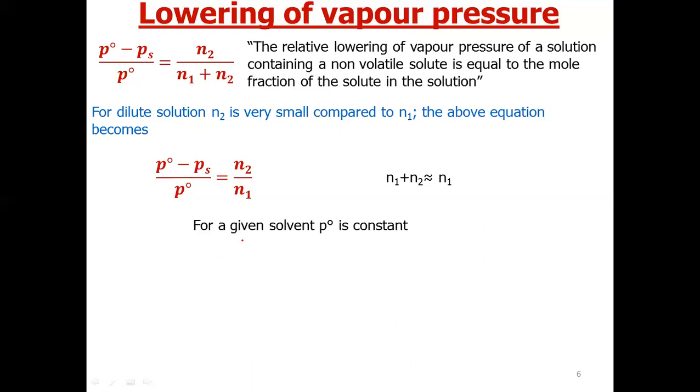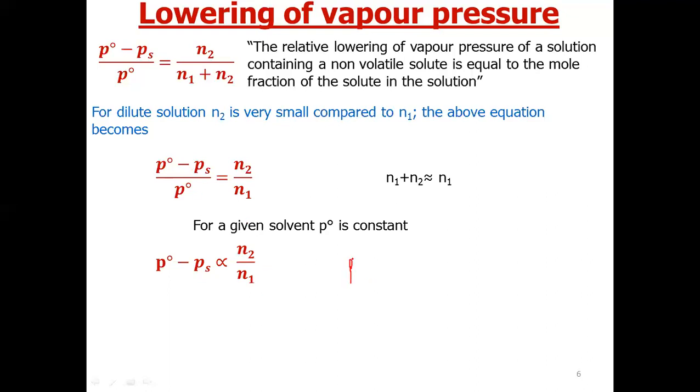Now for a given solvent, suppose we specify that for comparing the solutions of two different solutes, the solvent is always water. That means P naught will remain constant, because pure water at a particular temperature will have a definite vapor pressure. So we can write this relation as P naught minus Ps is proportional to N2 by N1. How this relation comes, let us see.